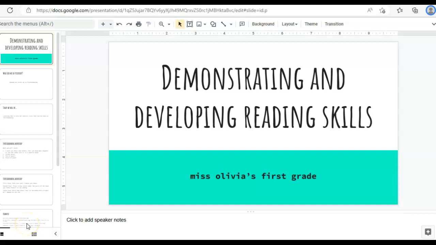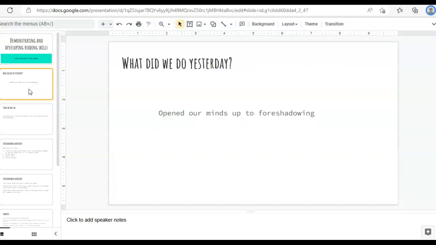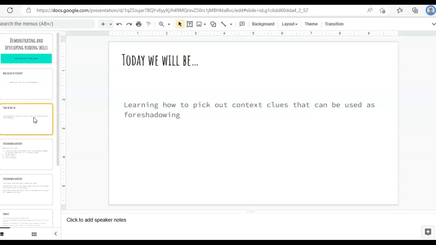Yesterday we talked about how in this week's reading lesson we were developing and demonstrating different reading skills in our text and in our read alouds. This week we are learning about foreshadowing, and yesterday we opened our minds up to what foreshadowing is and what it really means. Today we will be learning how to pick out context clues that can be used in foreshadowing with an activity.